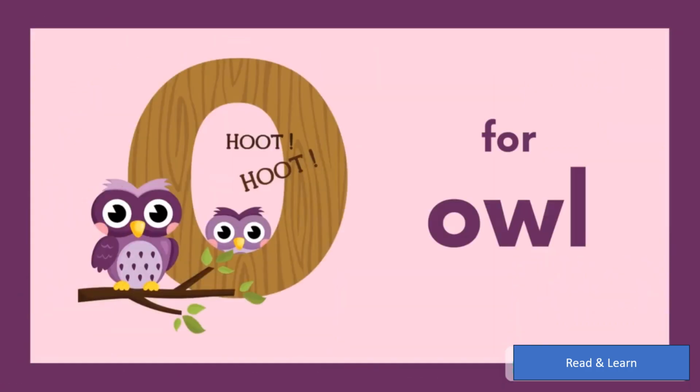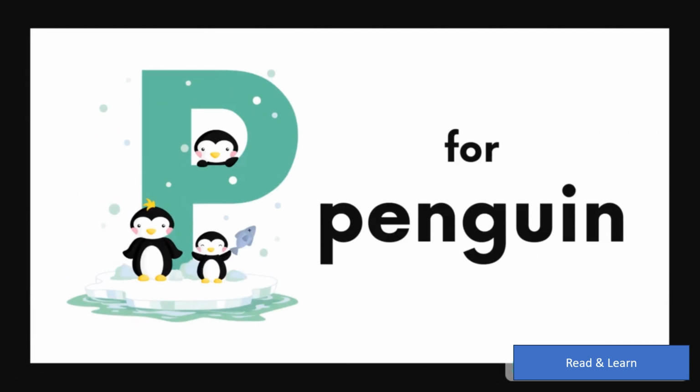This is letter O. O says O. O is for owl. O. This is letter P. P says P. P is for penguin. P.